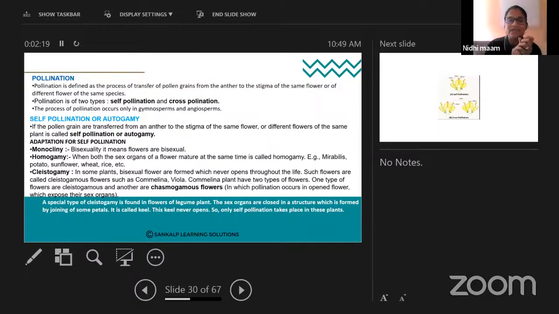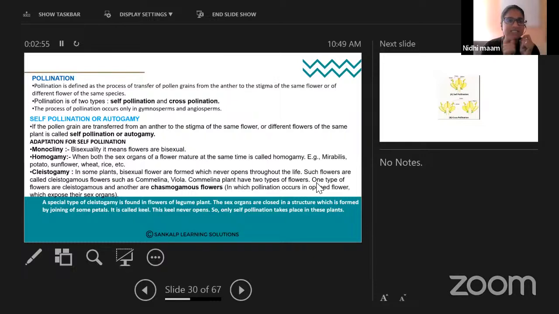Where do we see that? Commelina, Viola. So I will show you the picture of these plants. Commelina, Viola. In these plants, these flowers will not open at all. Next, one more example is Commelina, where we can see two types of flowers. Some flowers will be closed, which are called cleistogamous flowers. Some flowers will be open. The open flowers we will call chasmogamous flowers.